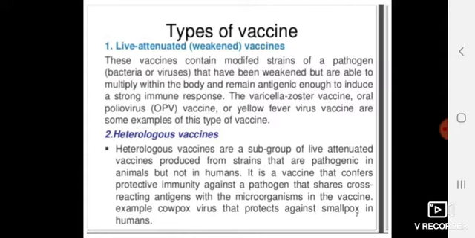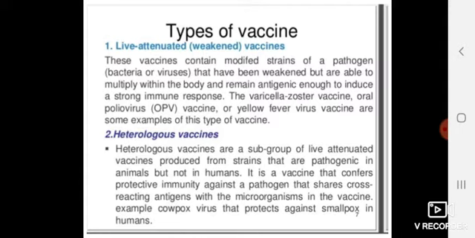And another one, the heterologous vaccine. It is a subgroup of live attenuated vaccines. Here the pathogen is pathogenic in animals but not in humans, produced from strains that are pathogenic in animals. It is a vaccine that confers protective immunity against a pathogen that shares cross-reacting antigen with the microorganism in the vaccine. Example: cowpox vaccine protects against smallpox in humans.